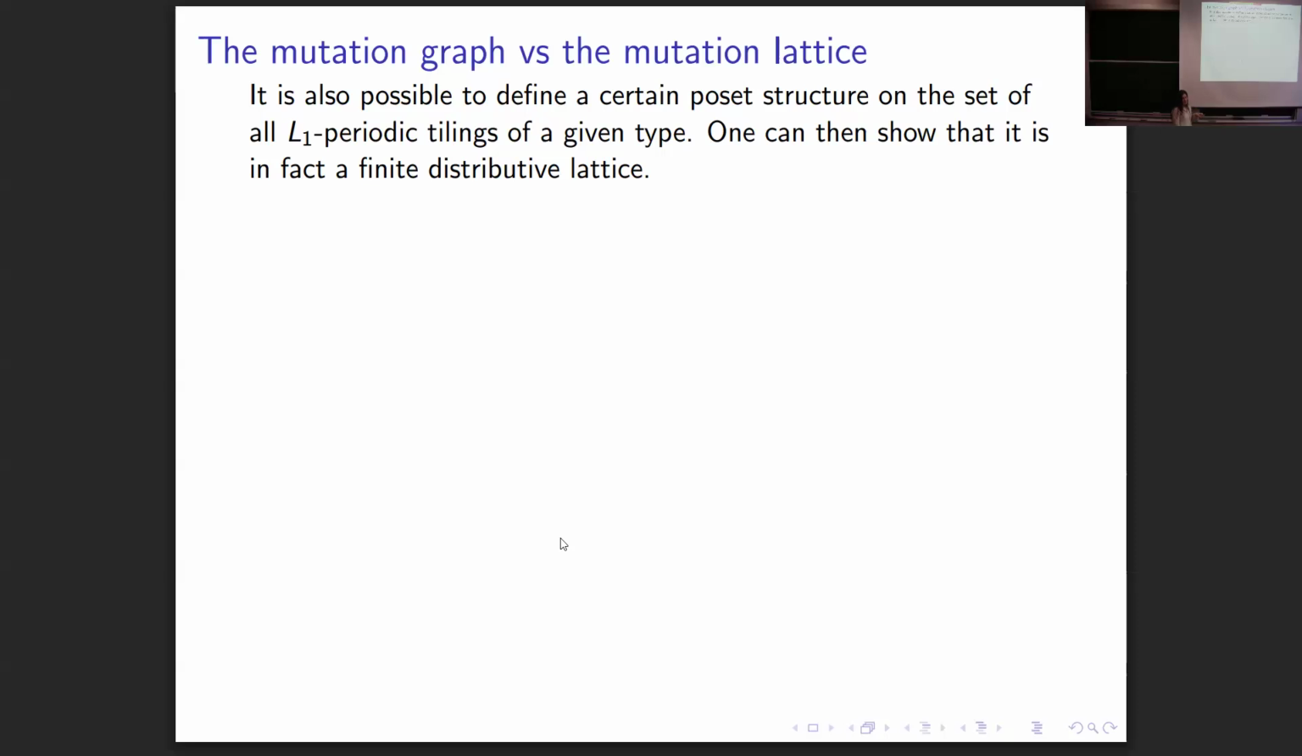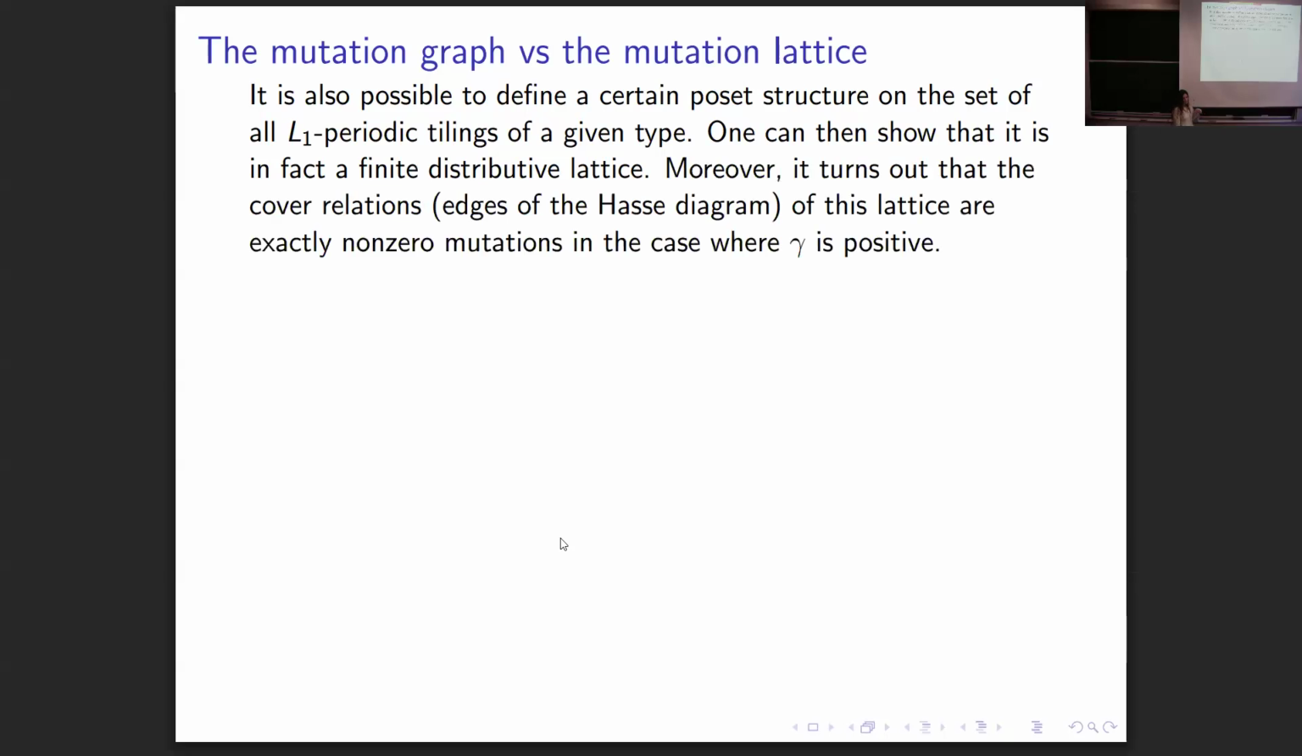And then it turns out that if you define this poset that way, the edges of the Hasse diagram, when you draw your lattice, right? This tiling is bigger than this, and this tiling is bigger than this. Turns out that the edges of this lattice are exactly mutations, because a mutation is a local move that changes your height function in only one place. I'm only talking modulo L1 always. And sorry, when I say mutations, I mean non-zero mutations, right?